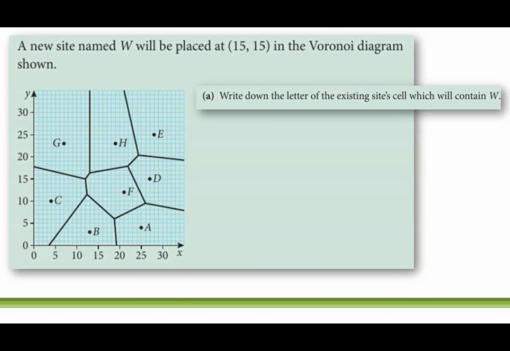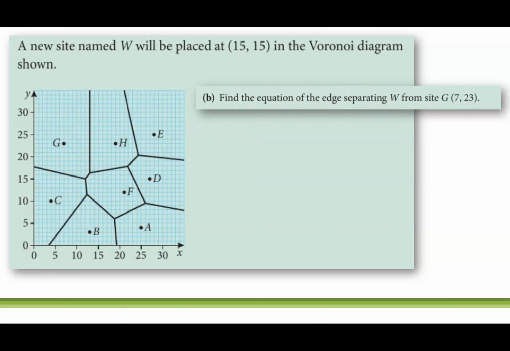Right, so let's take a look at this question here, which I also found from a different textbook. A new site W. Now what they're going to do is put a new point on this existing Voronoi diagram. It's at (15, 15). Now (15, 15) is right around, I think it's there. I think that's where I'm pointing. And so which would be the cell, or which would be the site? You can see which cell it's in. It's in this cell here. But the site that's nearest is F.